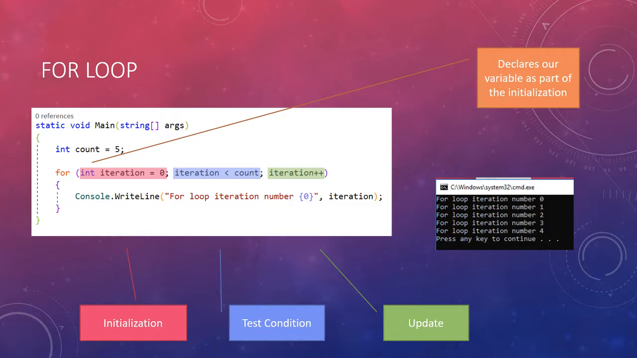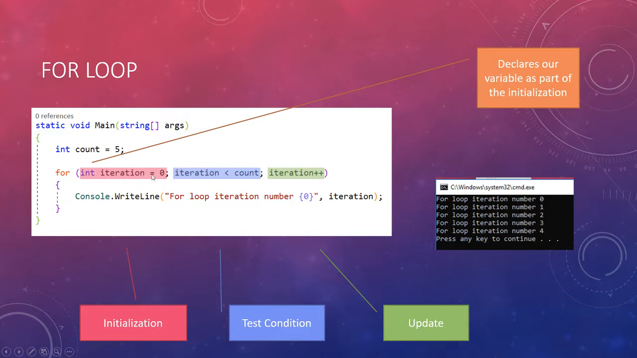And inside the parentheses, we have 3 phases, 3 steps of this for loop. The first step is the initialization step. And in the initialization step, we say the variable that's going to control this loop. So for our example, we want to use our iteration variable. We'll go ahead and let this for loop declare that variable or allocate it in memory. So we're going to put the int keyword in front of it. Now we close out that phase of our for loop with a semicolon.